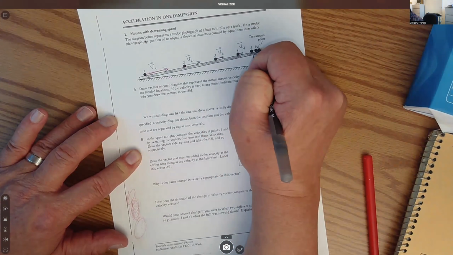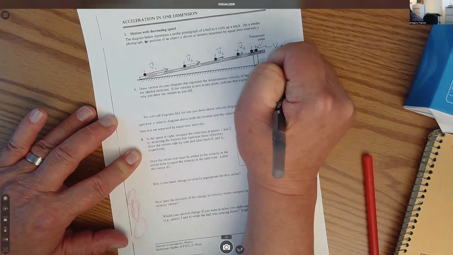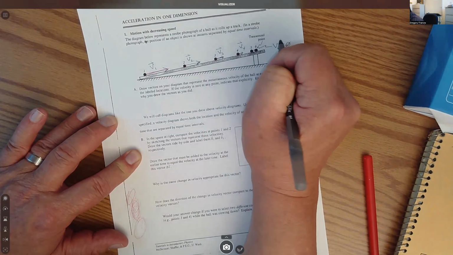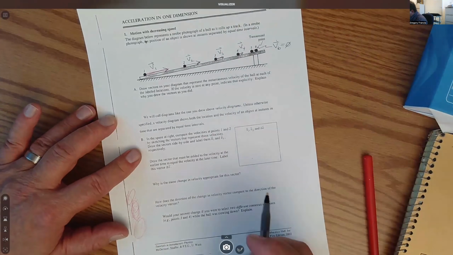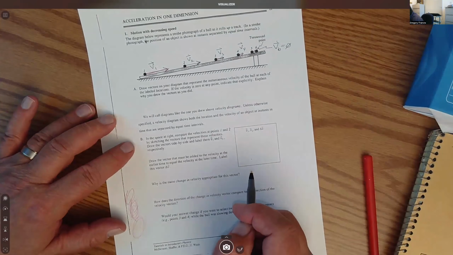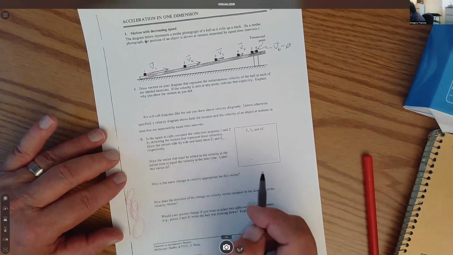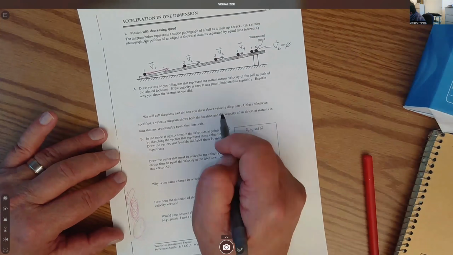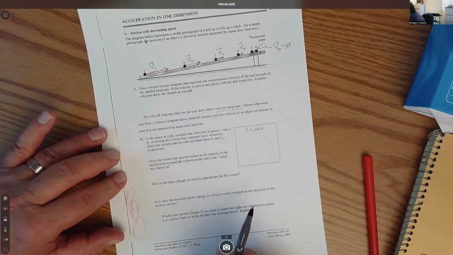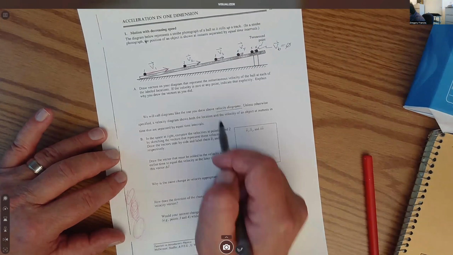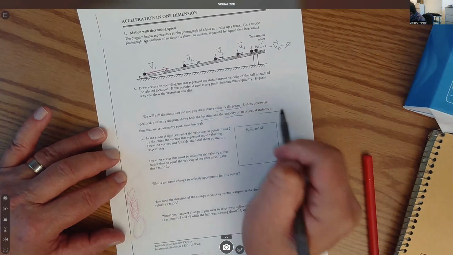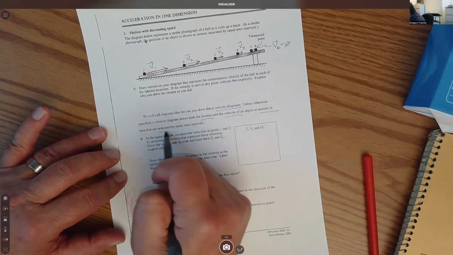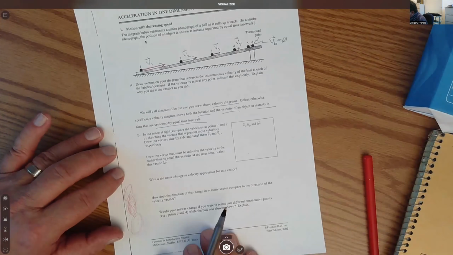And at 6, it's 0, because that's the turnaround point. You've got to stop to turn around. Now, we call this a velocity diagram, and it shows both the location and the velocity of the object at instants in time that are separated by equal time intervals.